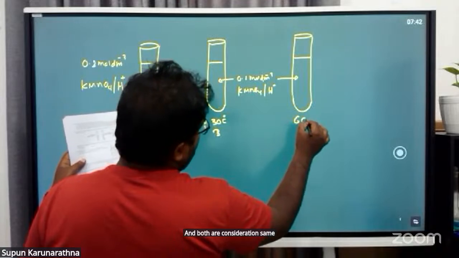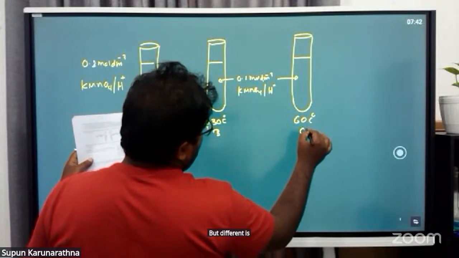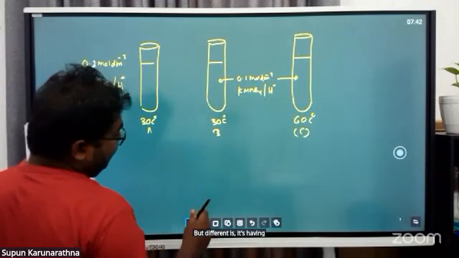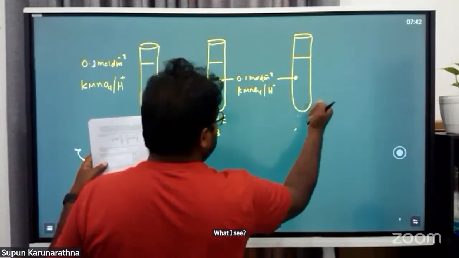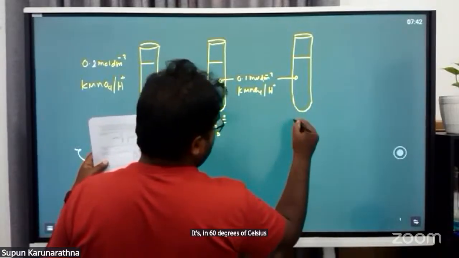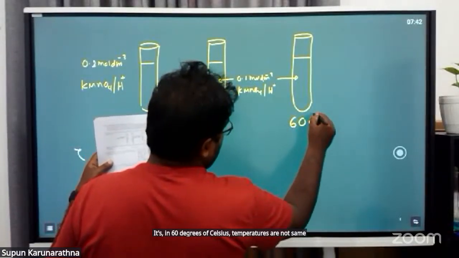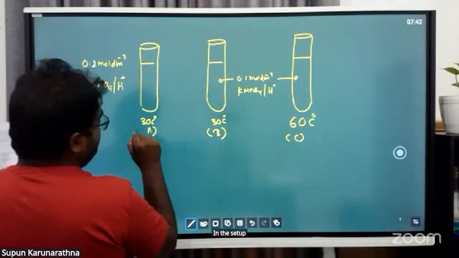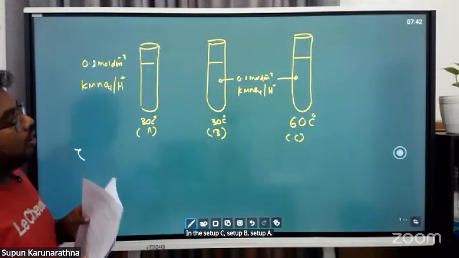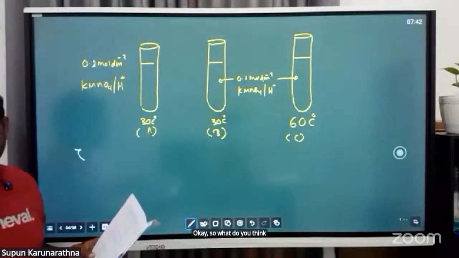But the difference is, it's having 60 degrees Celsius. Temperatures are not the same. In the setup C, setup B, setup A. Okay, so what do you think about the answer for this?